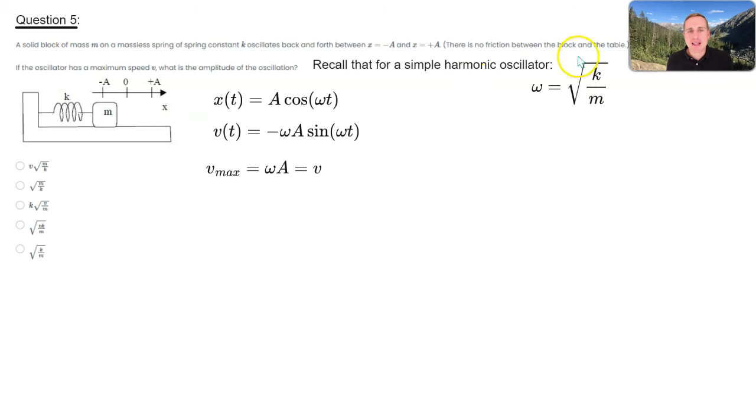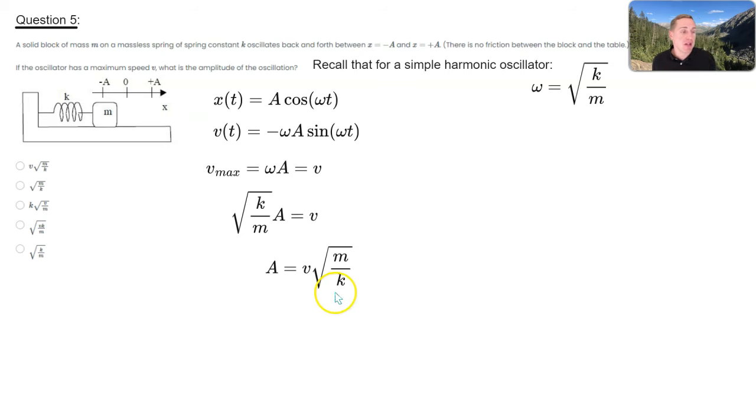Now, by the way, we're also told that's equal to v in this problem, but we're also told that omega is equal to the square root of k over m. So we end up with the square root of k over m times a, that's the amplitude, is equal to v. But for the final answer, we're looking for what is the amplitude of the oscillation. So we then need to solve this for a. In order to do that, we have to multiply by the reciprocal of this square root. So indeed, what we'll just get is a, which is the amplitude, is equal to v, which is the maximum speed, times the square root of m over k, m being the mass, k being the spring constant.